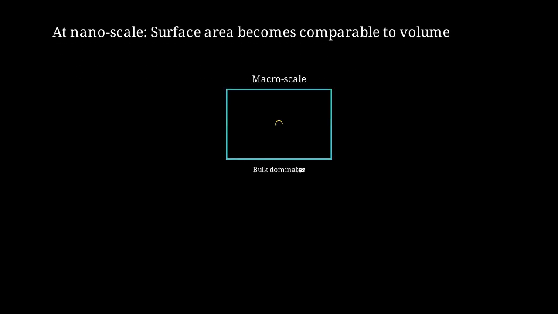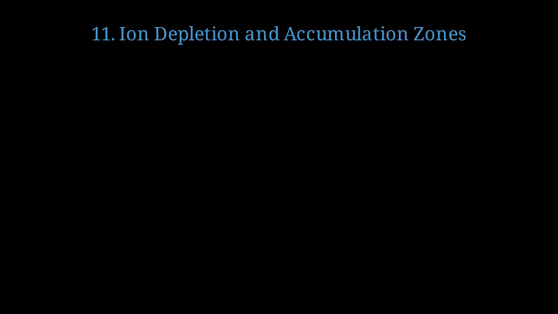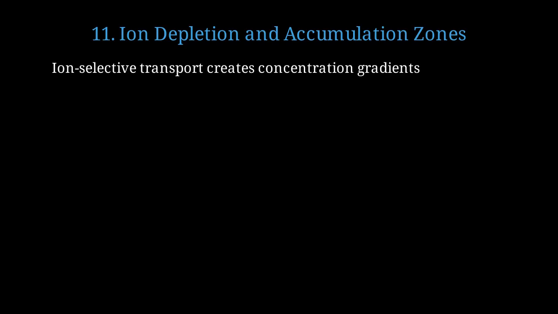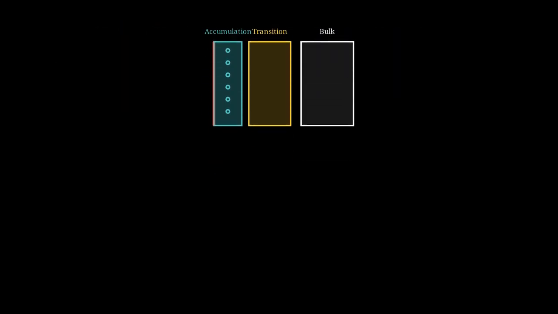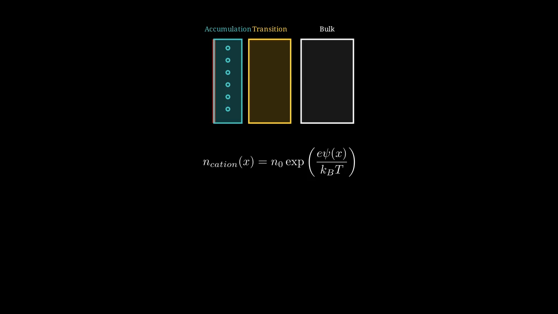At the macro scale, the bulk volume dominates, and surface effects are negligible. At the nanoscale, the surface dominates, and bulk properties become secondary. Surface charge creates distinct zones of ion depletion and accumulation. When nanochannels selectively transport certain ions, they create concentration gradients at the entrance and exit. Near the negative surface, we have an accumulation zone rich in cations, followed by a transition zone, and finally the bulk region. Cation concentration follows a Boltzmann distribution that depends exponentially on the local electric potential.